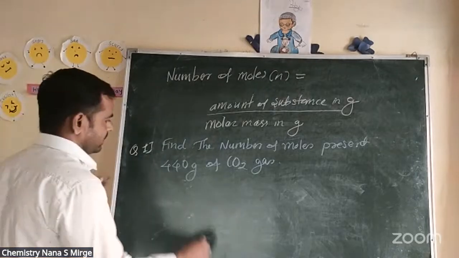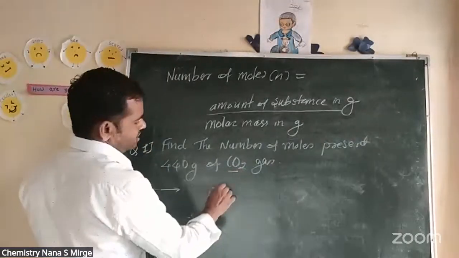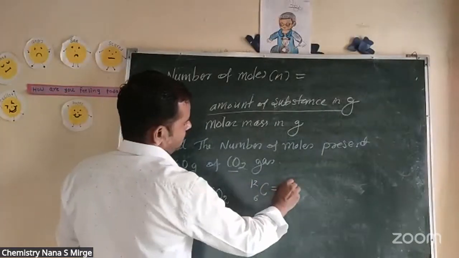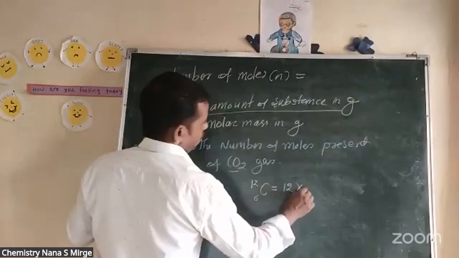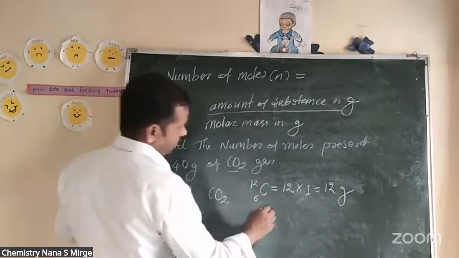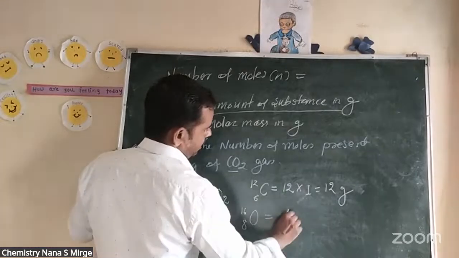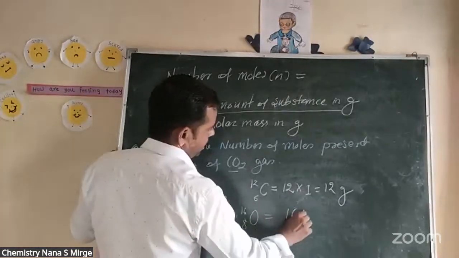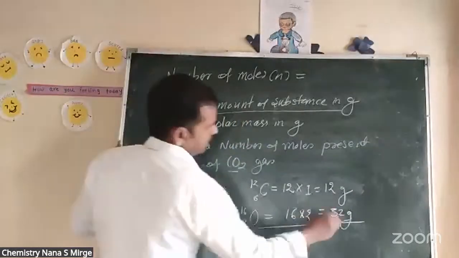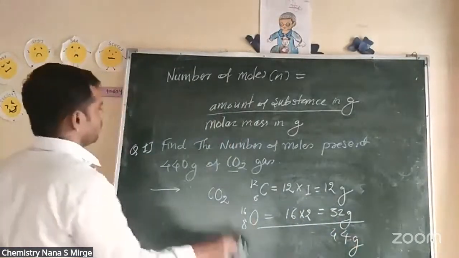Let's calculate. Firstly, what is the molecular mass of carbon dioxide? Carbon is 12, and there is 1 carbon, so 12 gram. Then oxygen is 16, and there are 2 oxygen atoms, so 16 into 2 is 32 gram. Together it is 44 gram.